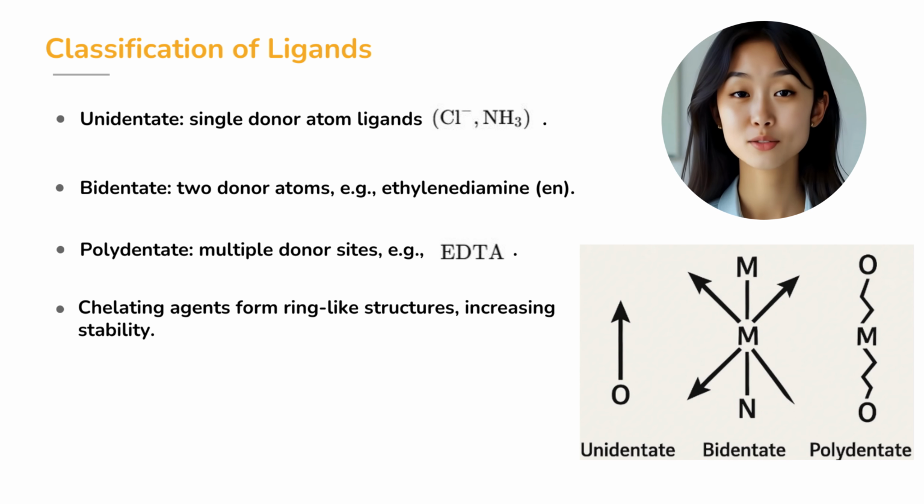When these ligands form a ring around the metal, we call it a chelate. Think of a crab claw gripping tightly. Once it catches, good luck escaping. That's why chelating ligands make coordination compounds much more stable.